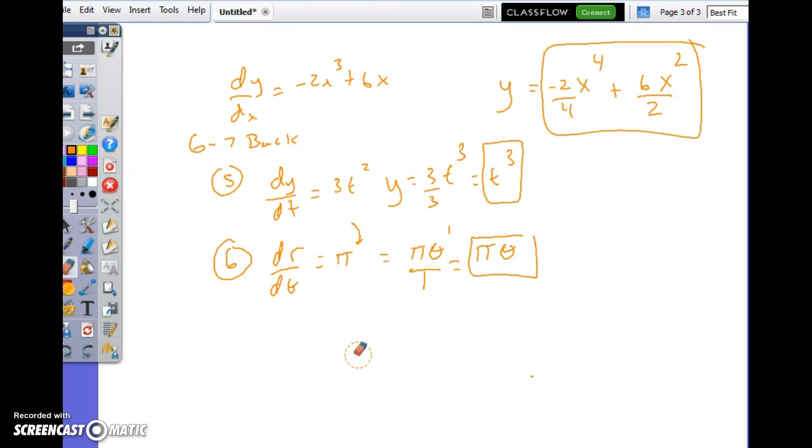Wait, what does rewrite mean? Rewrite means write it in a way that makes your math easier.